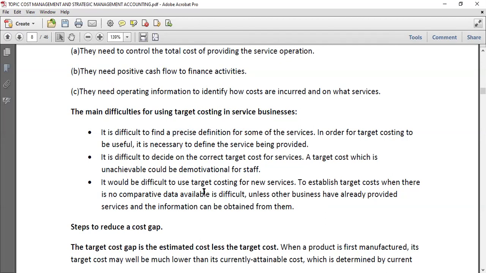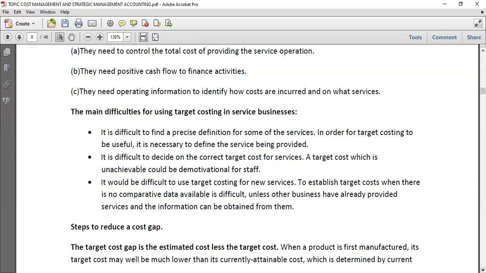And of course, it would also be hard to determine the price, especially for new services, where you may have difficulty getting comparable data. Basically, it's a new service that has never been offered in the field. So you cannot easily determine what would be the appropriate price to work backwards to determine your margin and determine your target cost.